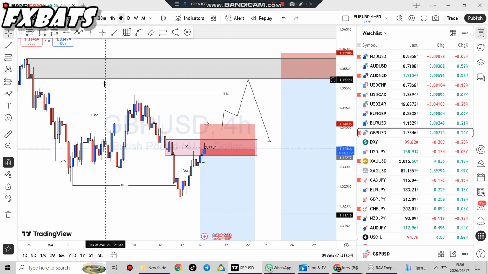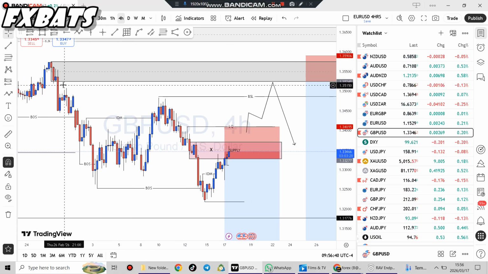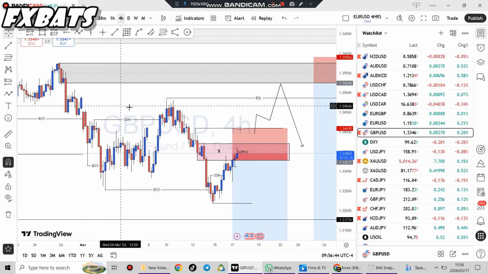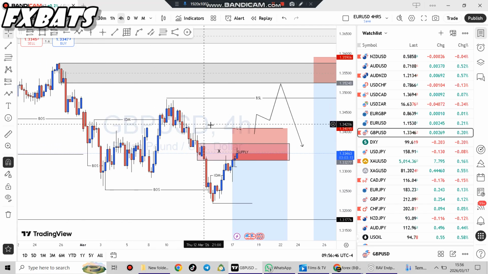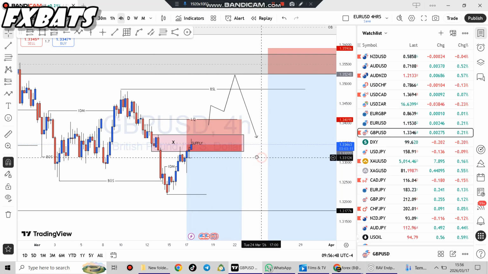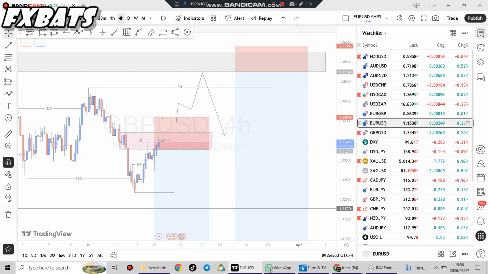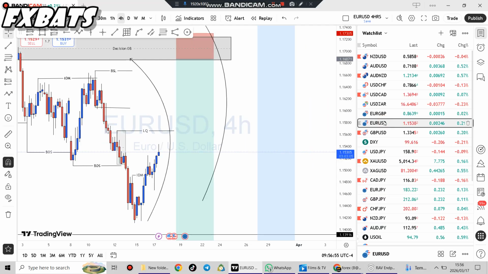Understand? It's still valid. You can see we have an imbalance below it, and it took liquidity, and also it broke structure, so it's still a valid area of supply. So we should just wait for confirmations. Yes. So EURUSD, we're still on a pullback.